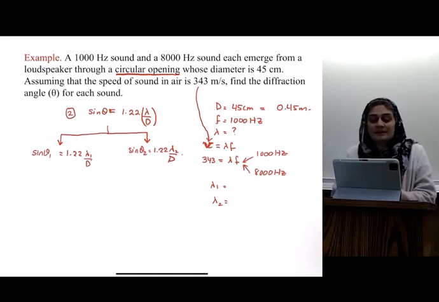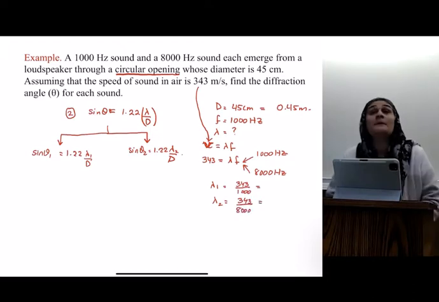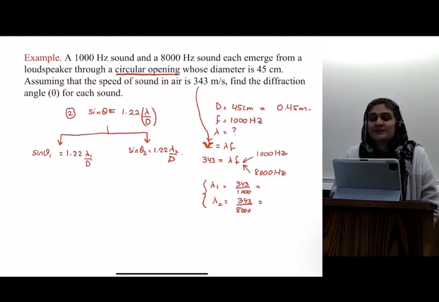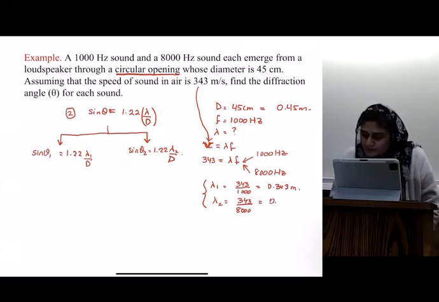Do we all understand how to get lambda 1? It'll just be 343 divided by 1,000, and it'll be 343 divided by 8,000. I know the answer to the first one, because that's over 1,000, so it'll be 0.343 meters. I don't know the answer to the second one.